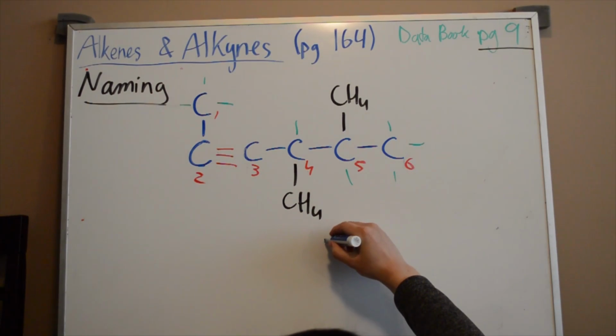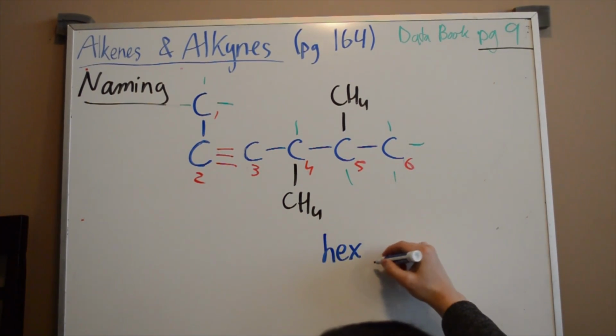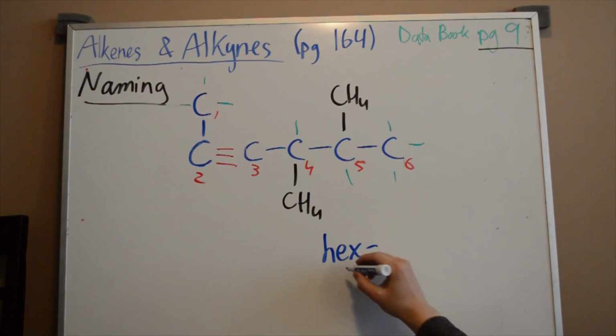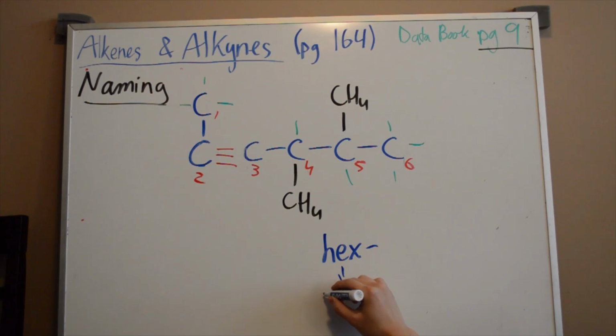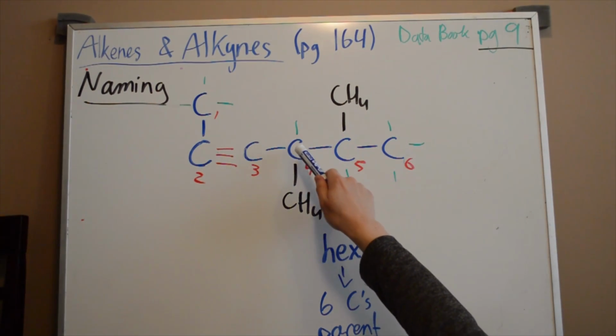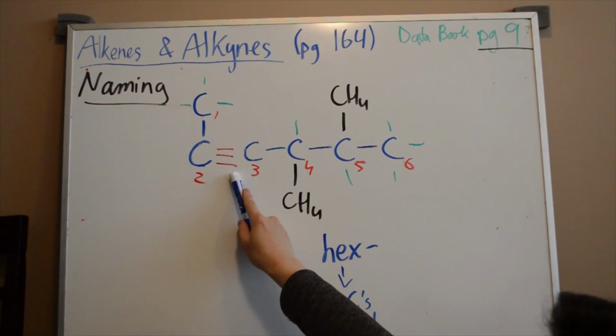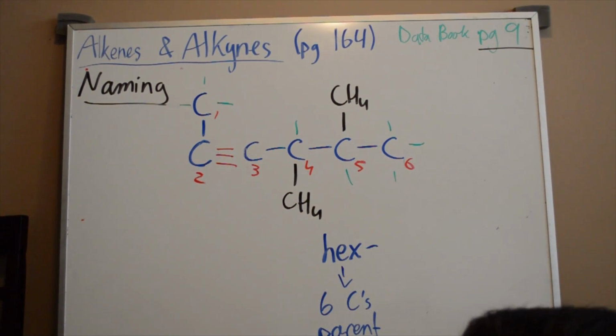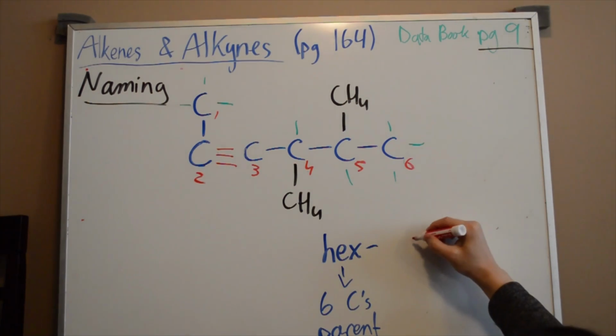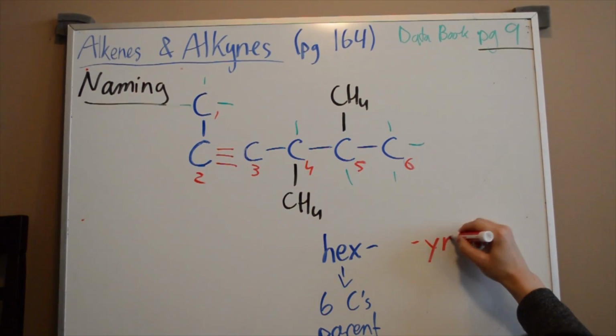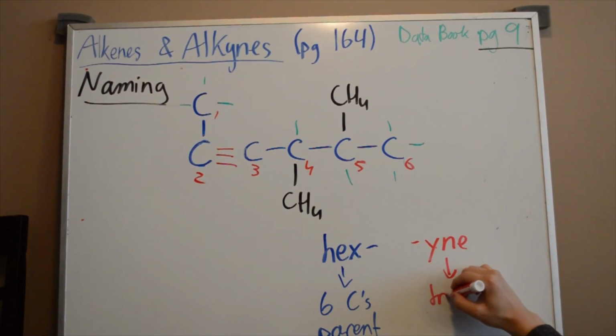100% we know that this is going to be hex-something or other. And this tells us that there are 6 carbons in the parent chain like that. All right, now is this an alkane, alkene, or an alkyne? Single bond, single bond, single bond, single bond, single bond, single bond, triple bond. A triple bond tells me that this is going to be an ine of some kind. We have a triple bond.